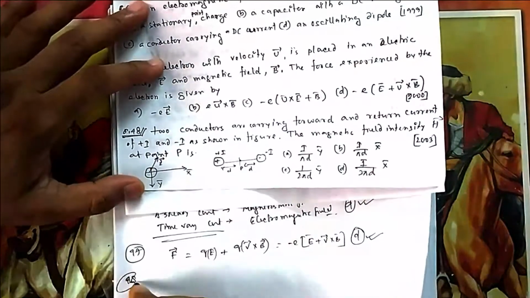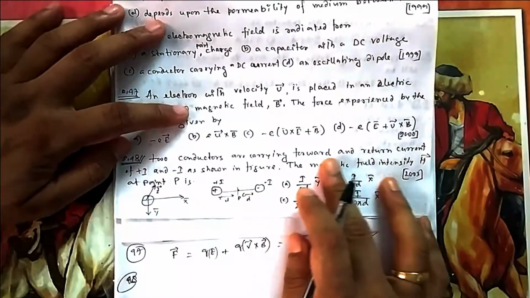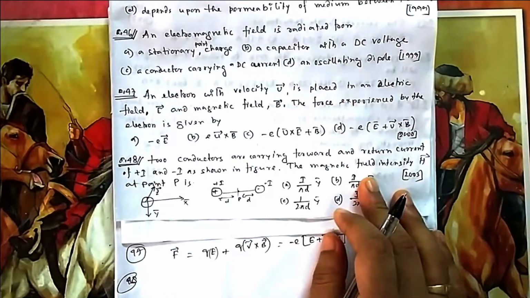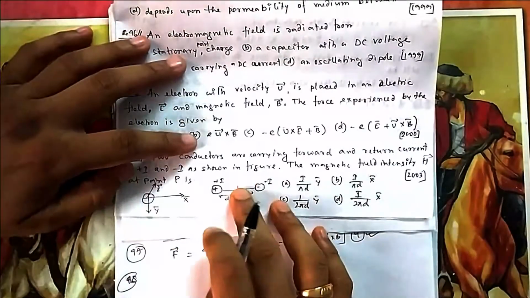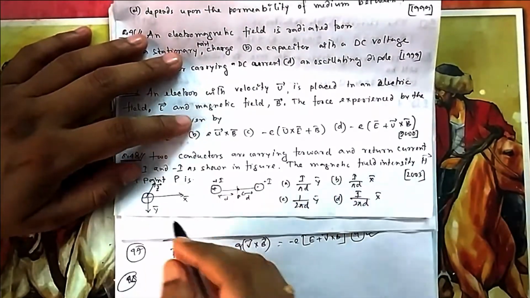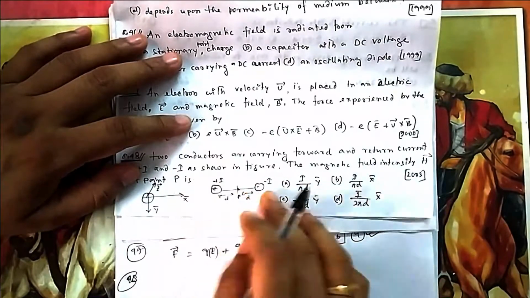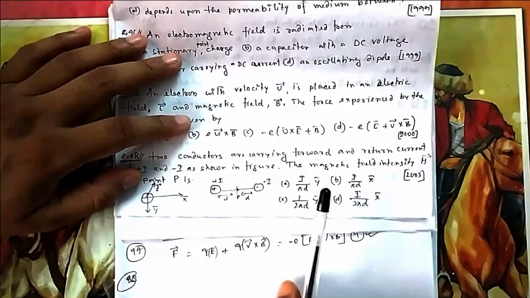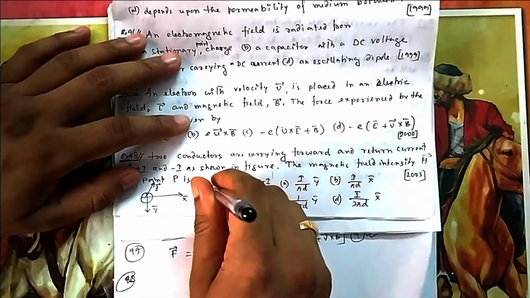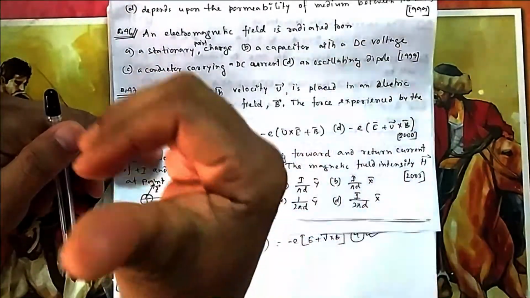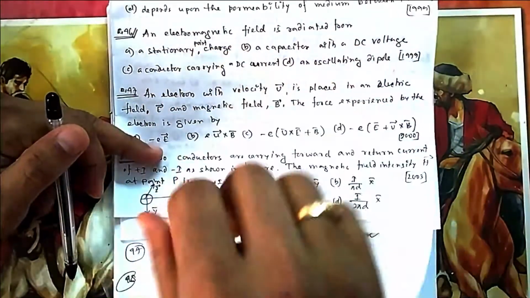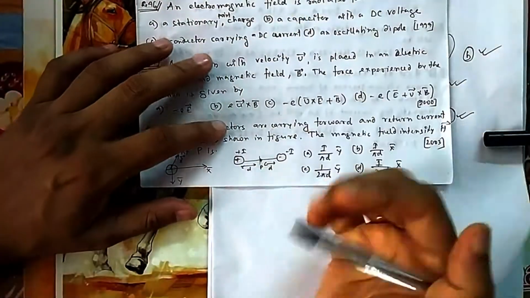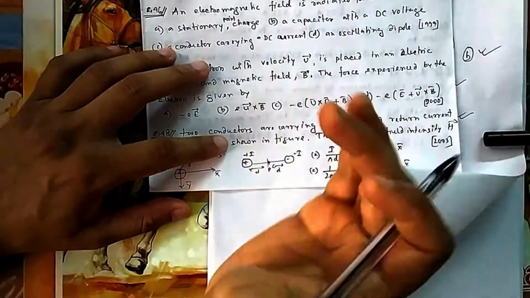Now if you come to 48, the two conductors are carrying forward and return current I and minus I as shown in the figure. You want to find the magnetic field intensity H at the point P. So you can think of Y in this direction, as they have given. If you come to P, one current will be going up and one current will be going down. Suppose the positive one is going this way and the negative one is going down. So if I take this current as coming out, this is the direction.